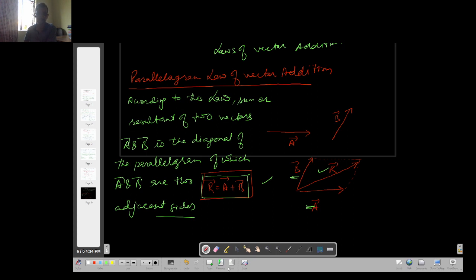Next, which is very important, is known as the triangle law of vector addition.